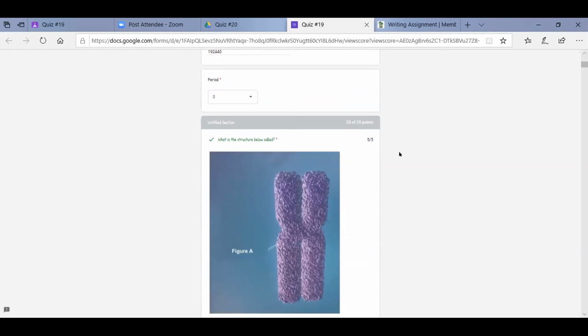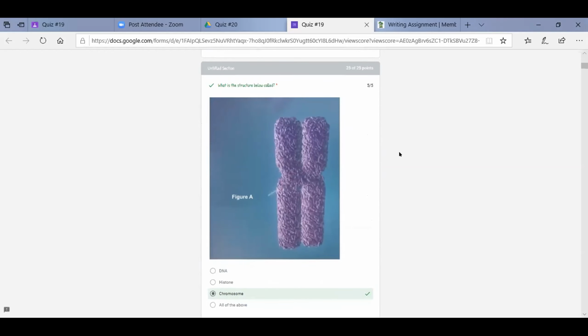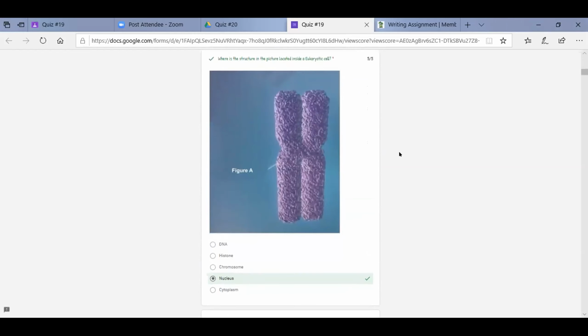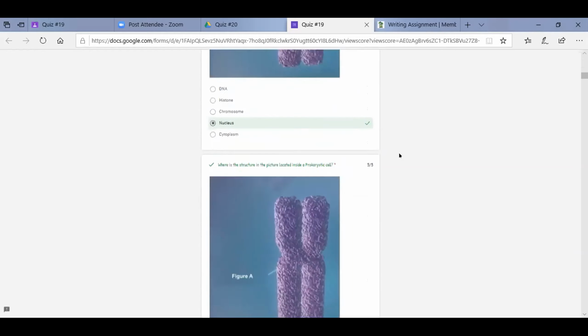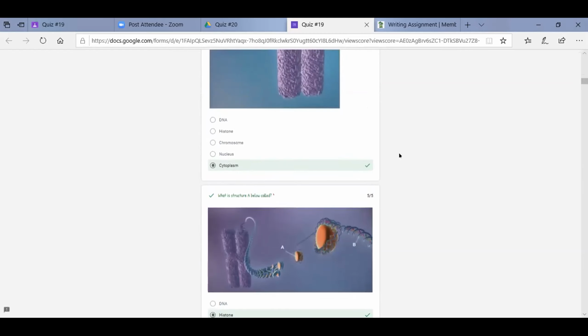The figure is a chromosome, and we learned about that wound up DNA. Next one. Where is the structure in the picture located inside a eukaryotic cell? Where is it in an advanced cell? A nucleus. That's where DNA is held. In a prokaryotic cell, it does not have organelles, so it's going to be in the cytoplasm of the cell, for a primitive cell.